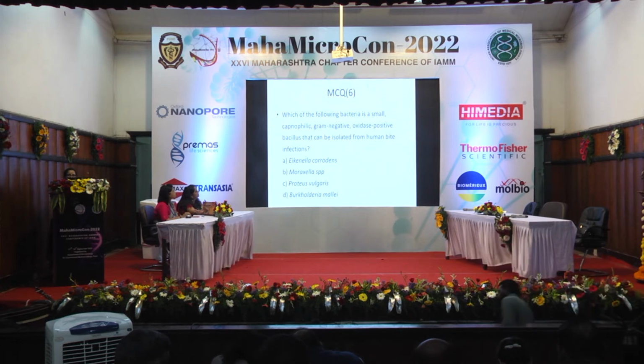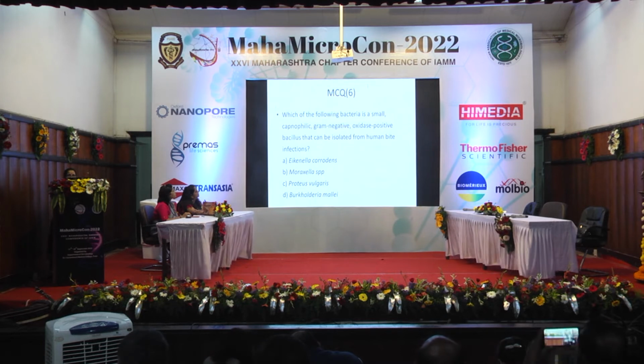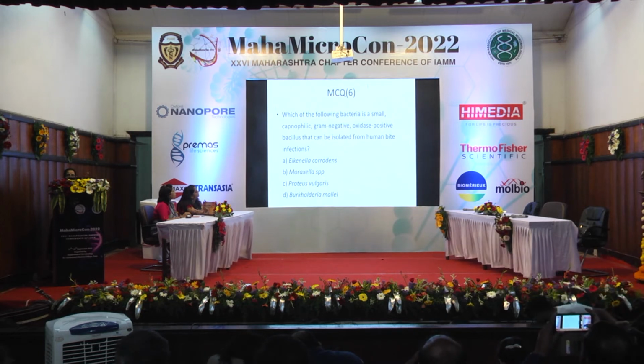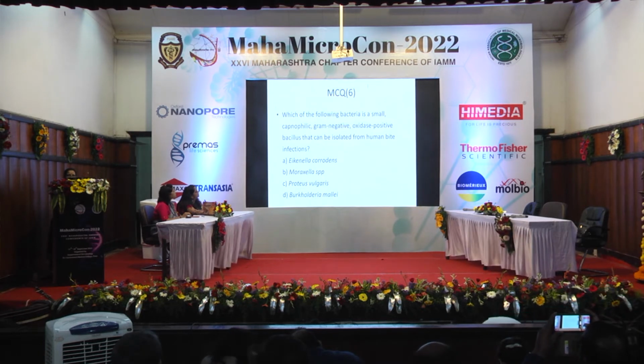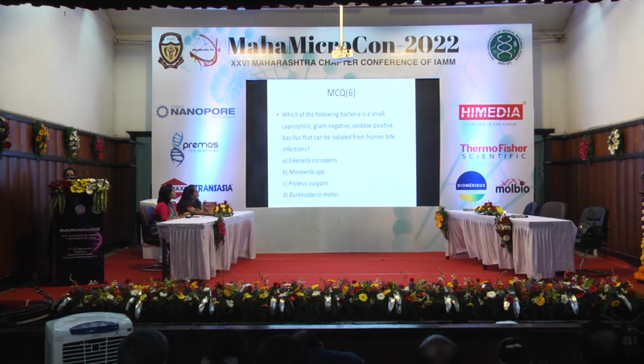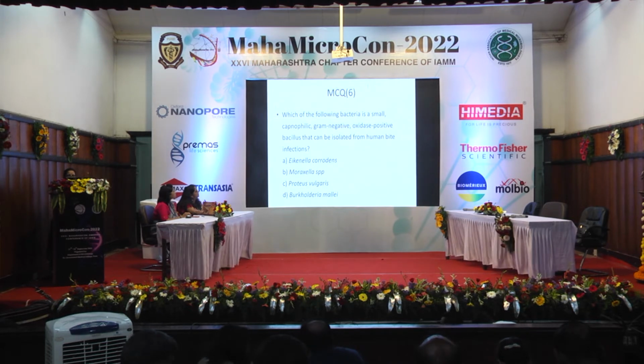Which of the following bacteria is a small capnophilic gram-negative oxidase positive bacillus that can be isolated from human bite infections? Eikenella corrodens, Moraxella species, Proteus vulgaris, or Burkholderia mallei?